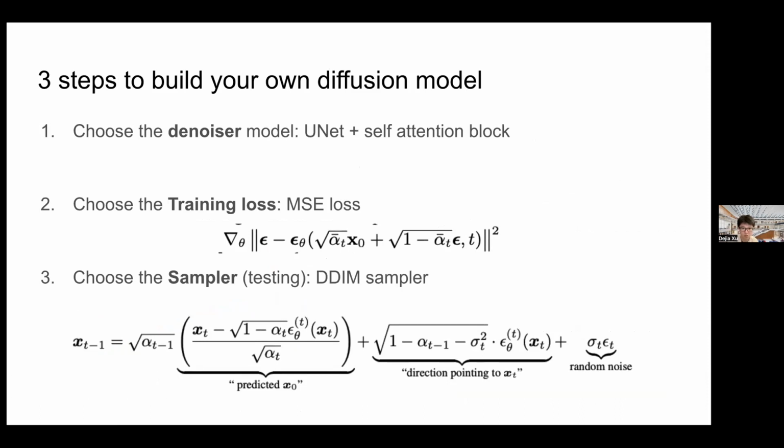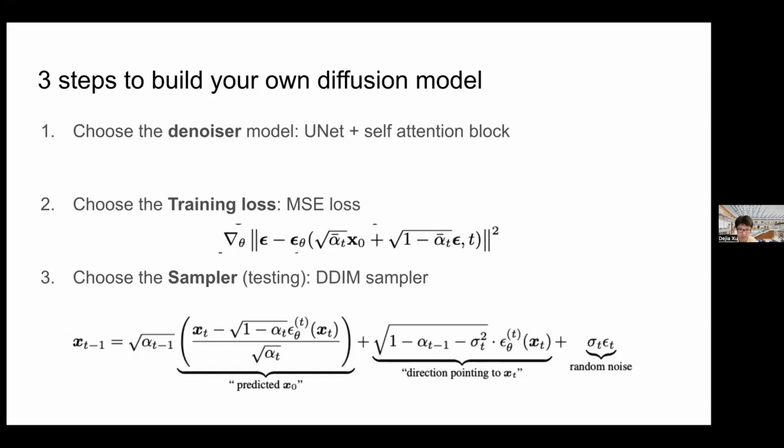And the second is to choose the training loss. So usually people use the MSE loss, like you mentioned earlier. The training loss is basically a loss to help the model learn to denoise. So we're calculating the MSE loss between the estimated noise and the ground truth noise.